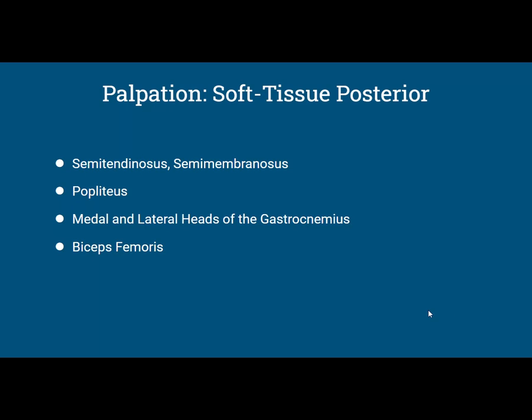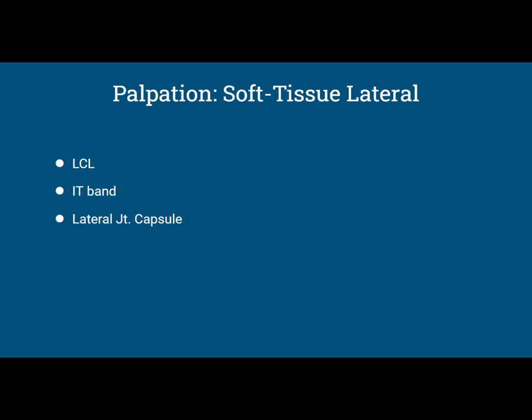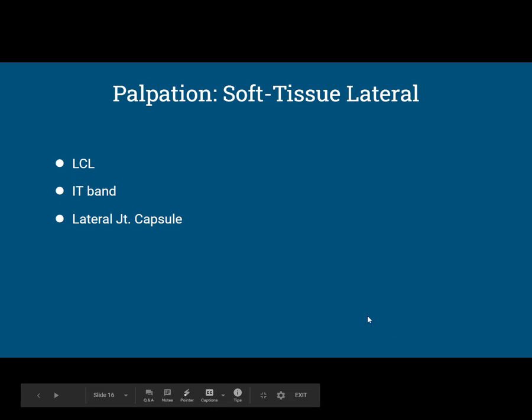You're also going to look posteriorly at the hamstrings, the semitendinosus, semimembranosus, the popliteus. You want to look at, remember, the lateral and medial gastroc heads, and also the biceps femoris. You also want to check the lateral side, so the LCL, IT band, lateral joint capsule. Remember, we are basically going to palpate everywhere around the knee.